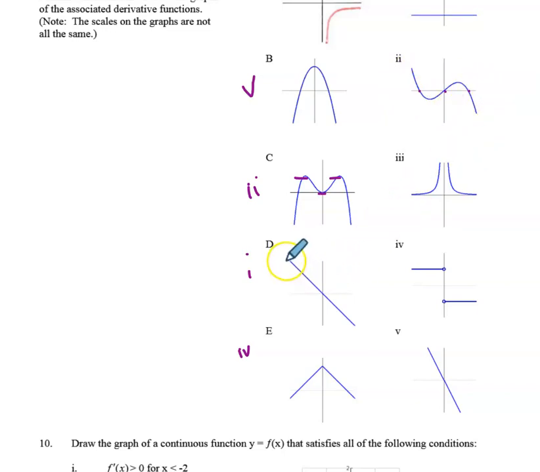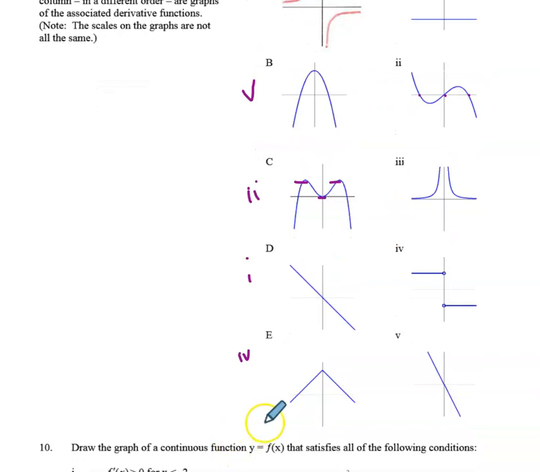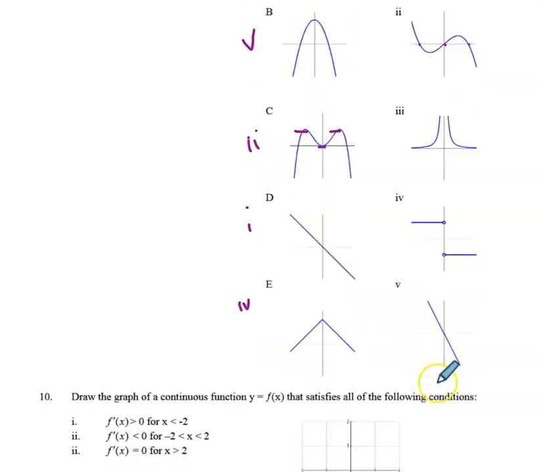D might be the easiest one. This is just a line with a negative slope, and so its derivative has to be a constant that is below the y-axis, or below the x-axis, excuse me. So that's number 1. And then last, part E, this is an upside down absolute value function. So a positive constant slope on the left and a negative constant slope on the right, with a break in the domain of the derivative at x equals 0 because of this sharp point.